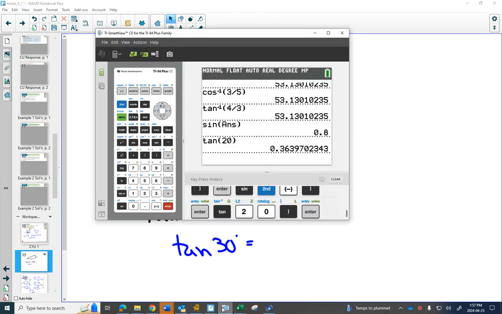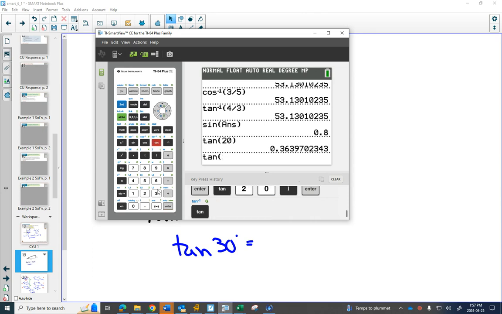Tan of 30 degrees, which I hope you see that 8.5 over 17 is about a half. When I do tan of 30, 0.57, pretty close to a half. Had my measurement been better, it would have been perfect. That's the power of your calculator and trigonometry.